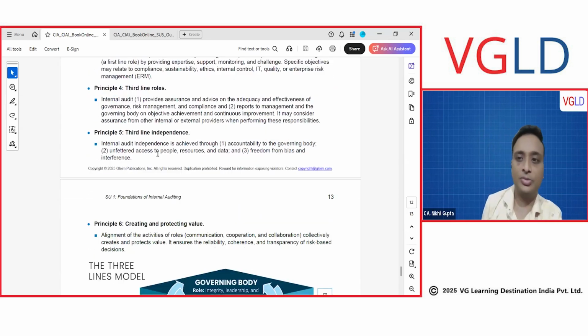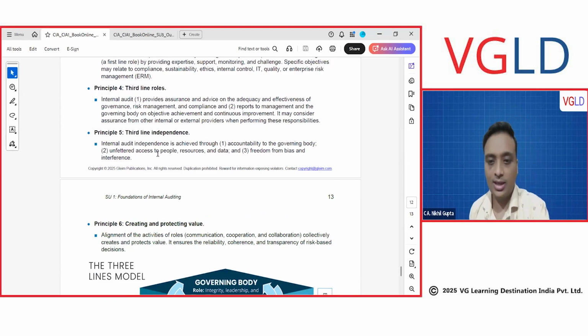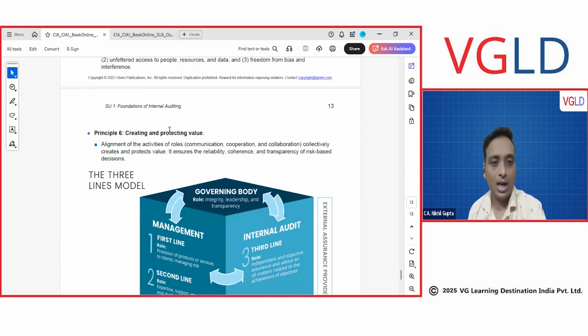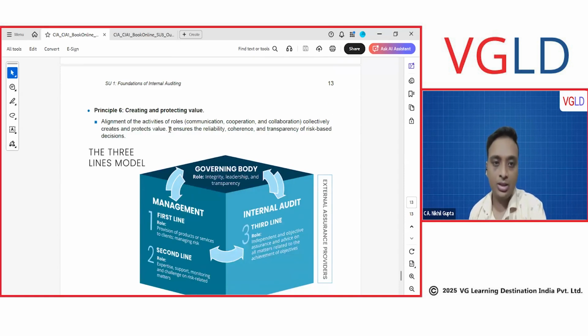Now we have principle 5, third line independence. Internal audit independence is achieved through accountability to the governing body, which is the board and audit committee, unfettered access to people, resources, and data, and freedom from bias and interference, which means independence. And principle 6, creating and protecting value: alignment of the activities to the roles, communication, cooperation, and collaboration collectively create and protect value. It ensures the reliability, coherence, and transparency of risk-based decisions.